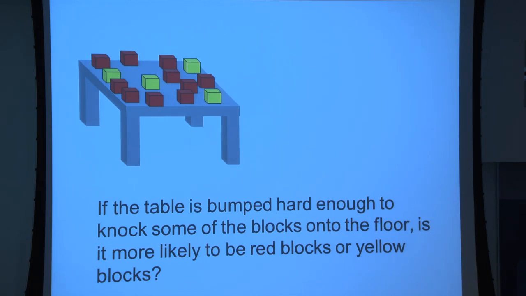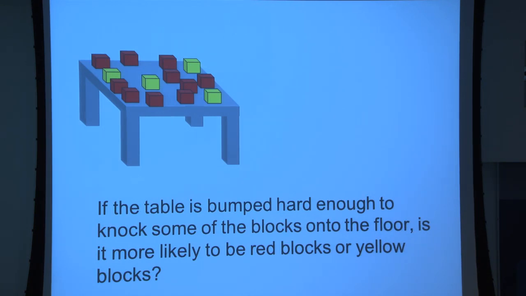To give you more of a sense of this, and just how this kind of simulation engine can capture the whole spectrum of your common sense, let me give you another slightly stranger task. But again, you can all do this at a glance. So imagine now you bump this table. It's not just falling under its own, but you bump it hard enough to knock some of the blocks onto the floor. Is it more likely to be red or yellow blocks that fall onto the floor?